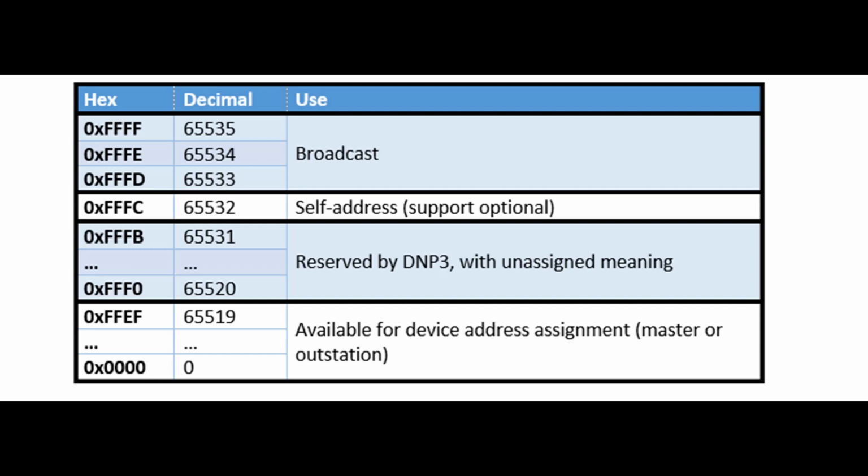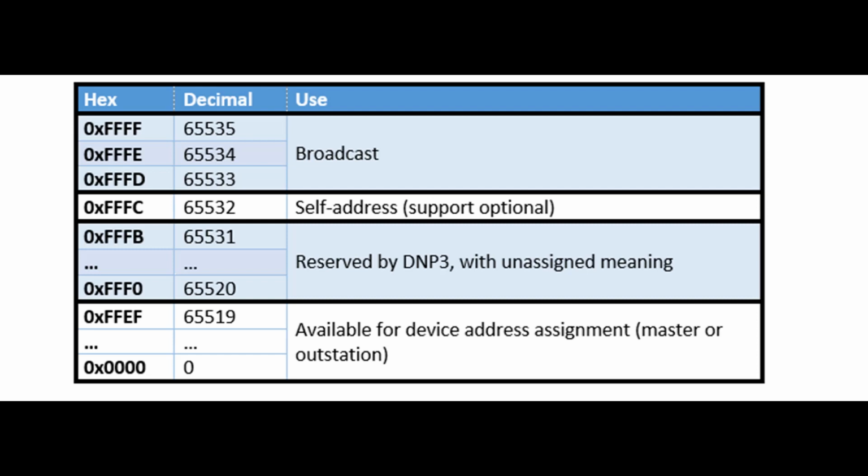Address 65532, hex FFFC, is called the self-address. It is like a broadcast address, except that a response is sent. The source address in the response is the outstation's real address. It is a way for a master to find the real address of an outstation. DNP3 devices may, but are not required to, respond to messages sent to FFFC.